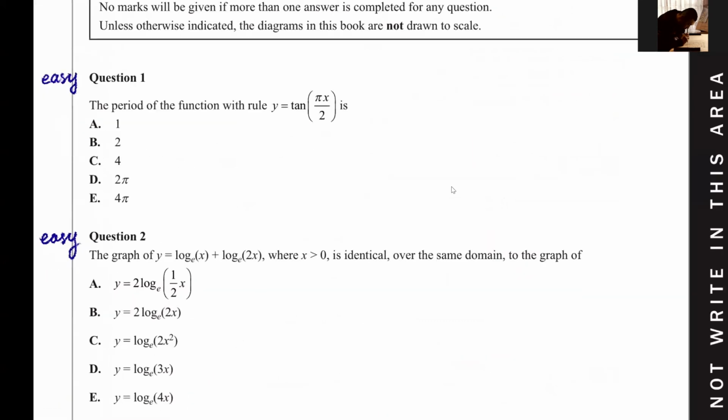Question one, very easy. The period of a tangent function, pi over 2. That is just 2.